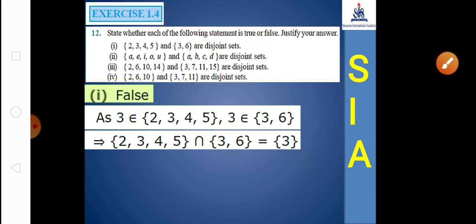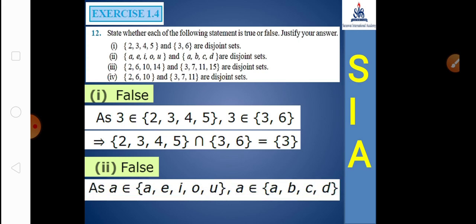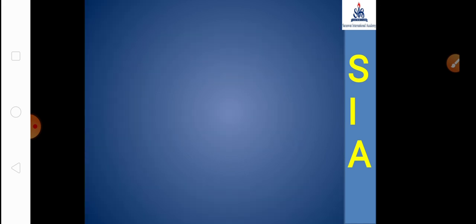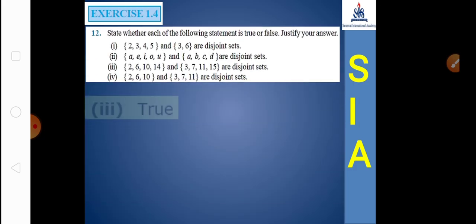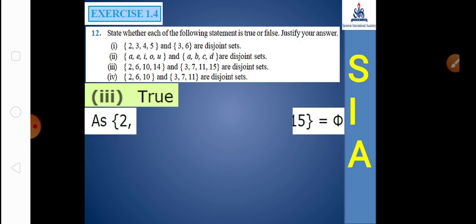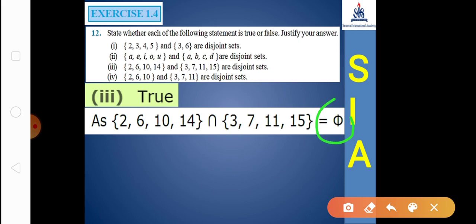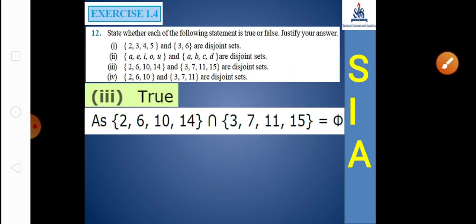Okay. Next, second. Second is also false because A elements are common in both. So A belongs to both sets. My answer is the intersection A. So my answer here is purely false. Now third one. Third has the same explanation. The answer is true here. Why true? Both have nothing common. Nothing common means my answer is purely a null set. Check it. This answer indicates a disjoint set. That's why I wrote it is true.